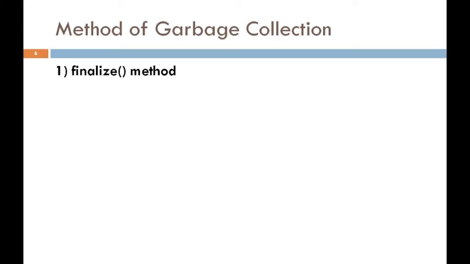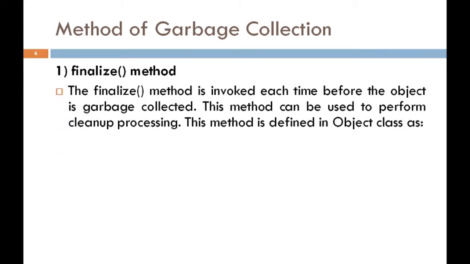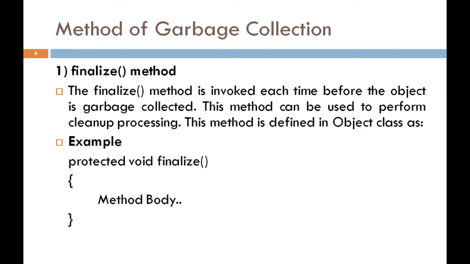Now, we discuss the methods of garbage collection. There are two main types of methods used to manage garbage collection. The first one is the finalize method. The finalize method is invoked each time before the object is garbage collected. This method can be used to perform cleanup processing. This method is defined in the Object class as, for example, protected void finalize method and the method body. That means when you want to collect the garbage object from the JVM, then we use this method for garbage collection.